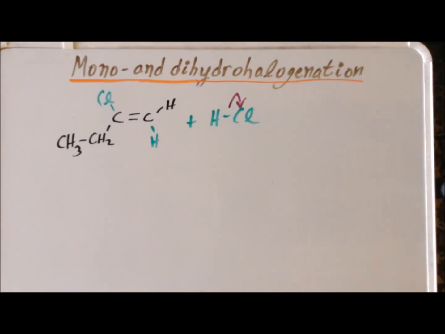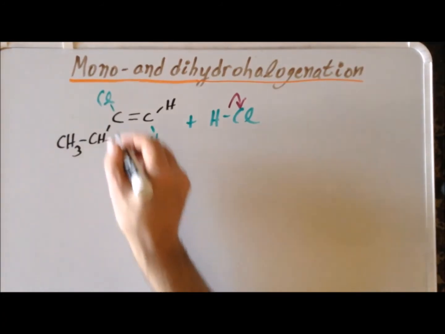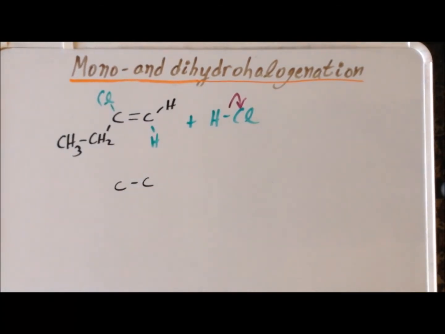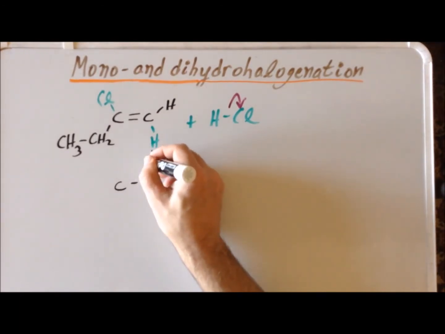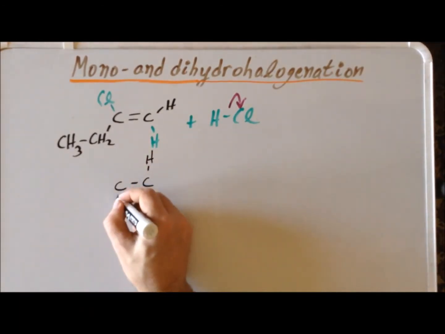So let's see what the intermediate structure is. We know that the carbon-carbon double bond has to be reduced down to a single bond from sp2 to sp3 hybridization.